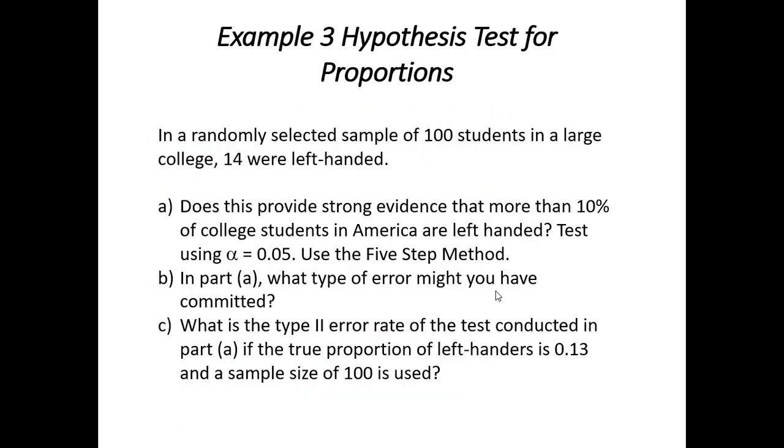In the third example, we're going to run a hypothesis test for proportions. So suppose in a randomly selected sample of 100 students in a large college, 14 were left-handed. Now we have a few questions here. The first, does this provide strong evidence that more than 10% of college students in America are left-handed? Let's test this using alpha is 0.05, and we'll use the 5-step method. We'll come back and answer a couple related questions once we finish part A.